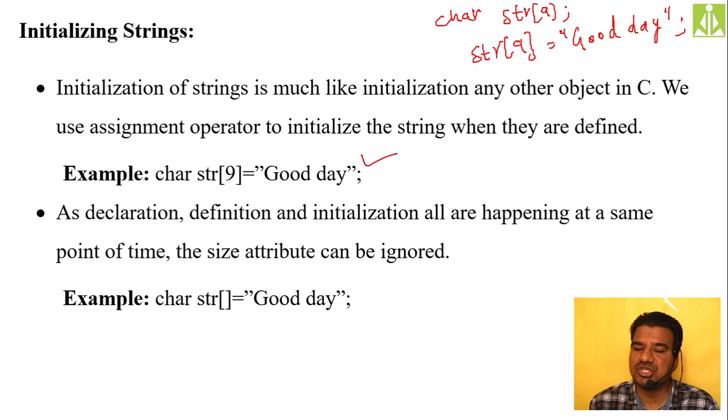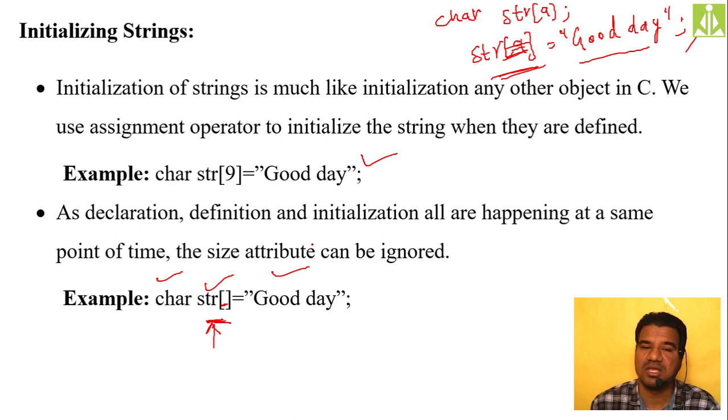But over here again there is an issue, because str of 9 will represent only one character, and you're trying to push all this into that one character location. So according to me, that is an error. Try like this: remove this and put only str. Str equals good day. Doing like this is absolutely fine. And for declaration, definition and initialization in case the size is skipped, as you can see over here, we have not specified any size, you have to do three things in one shot: declaration, definition and initialization, in one single statement only.